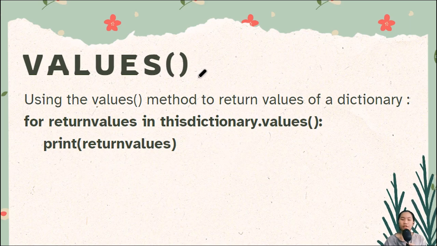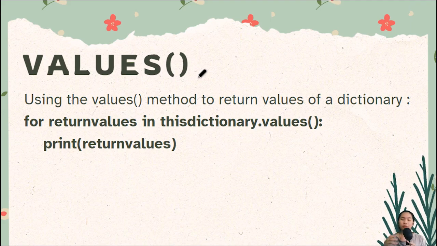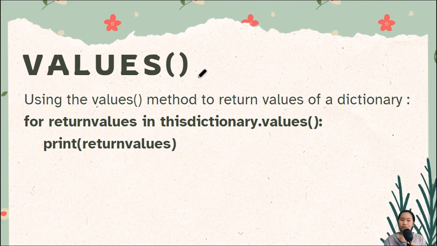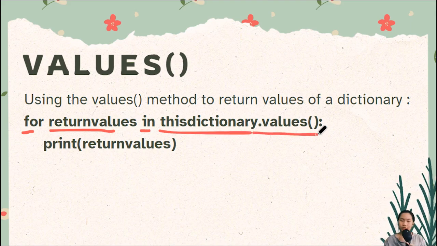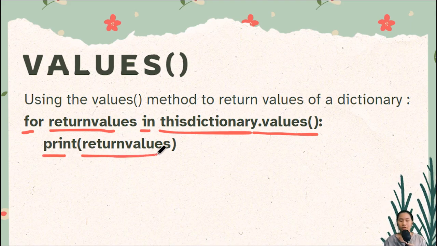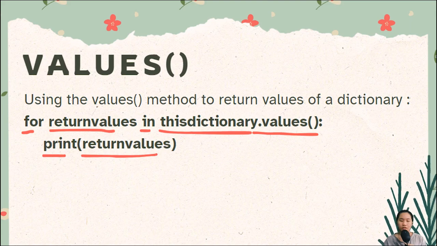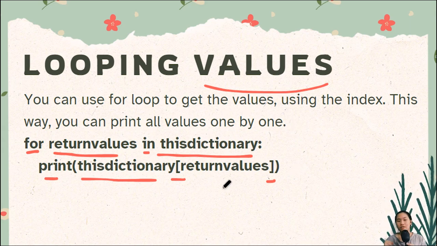Now let's take a look at our first method, values. Using the values method to return the values of a dictionary. It's very self-explanatory. Values is values. For return values in this dictionary dot values, no need to pass in any sort of argument, just empty parentheses, print return values, all right? And as you might surmise, this would give you the same result as this would. It's just different ways of getting the same thing.